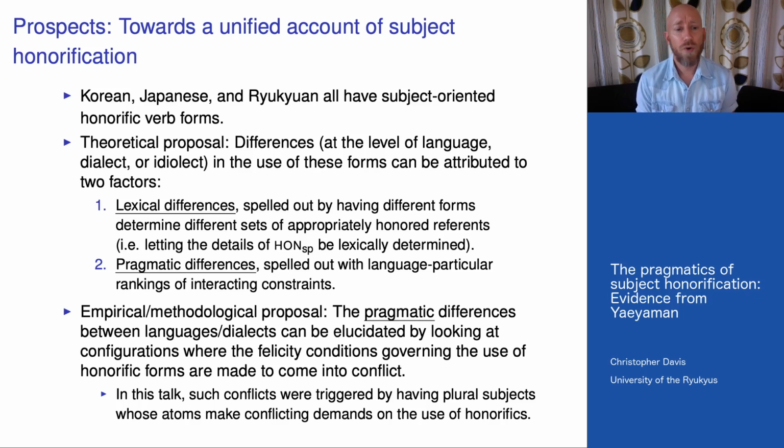And the second locus of variation will be pragmatic differences, which is what I focused on today and can be spelled out with language-particular rankings of interacting pragmatic constraints. Now, the second proposal is an empirical or methodological one, and it's this. I believe that the pragmatic differences between languages or dialects in the use of these honorific verb forms or other kinds of honorific morphology can be elucidated by looking at configurations where the felicity conditions governing the use of those forms are made to in some way come into conflict. And in today's talk, I generated those kinds of conflicts by having plural subjects whose atoms make conflicting demands on the use of honorifics.